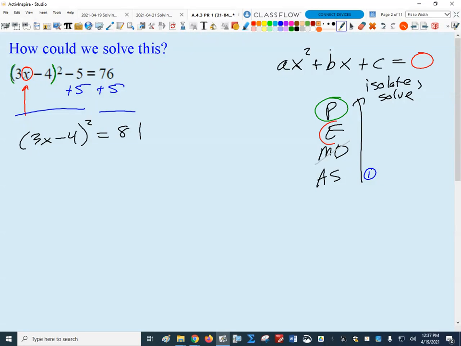Yeah, okay, this is different. Now we've got an exponent there. We've got a squared. How do you suppose we're going to undo a squared? Square root, exactly, right? We're going to square root both sides.